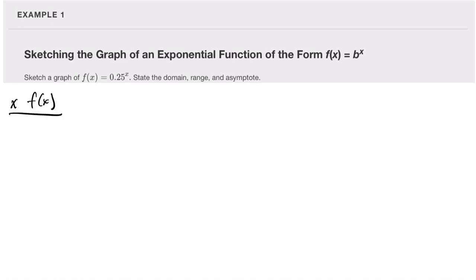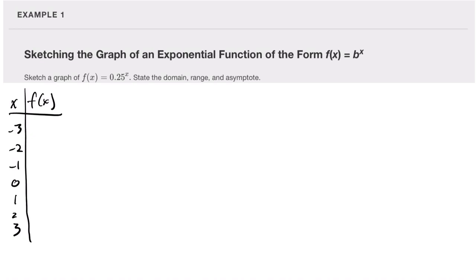I'm going to choose x values of -3, -2, -1, 0, 1, 2, 3, and find the corresponding y values. So when x is -3, that's really going to be 4 to the power of 3. So 16 times 4 is 40.